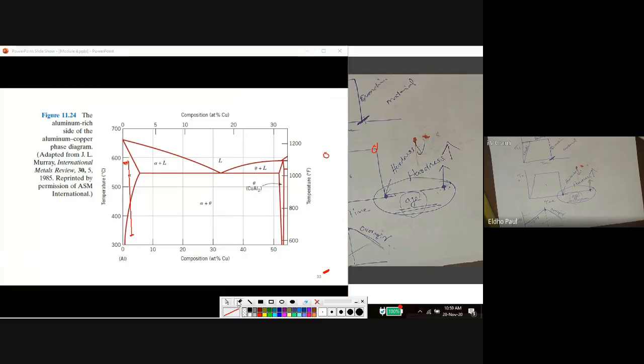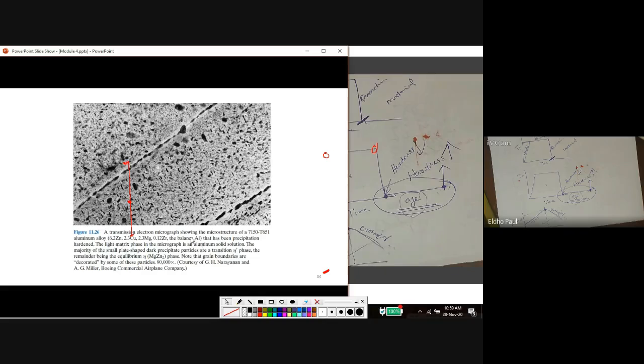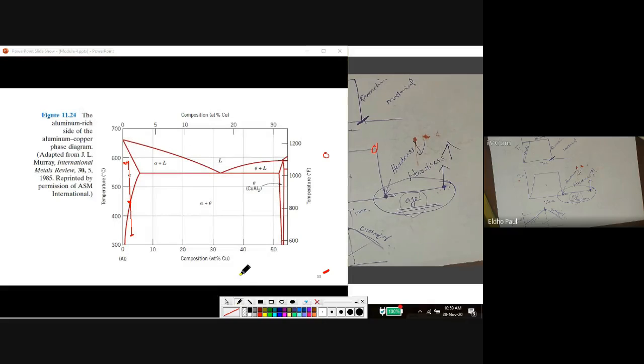We can see when the line crosses this solvus line, this is called the solvus line, the alpha changes to alpha plus theta. Okay, alpha changes to alpha plus theta. So during the quenching process, what happens is that at this point after quenching, small particles of theta precipitate in the alpha matrix.